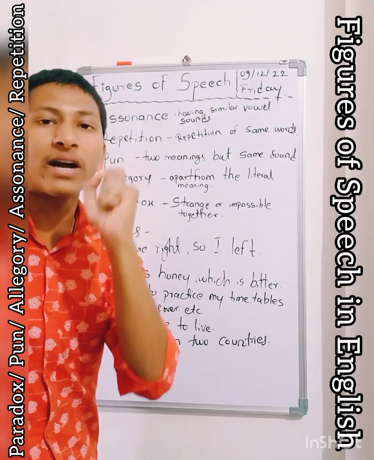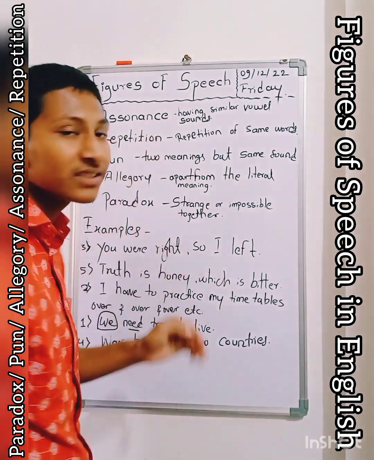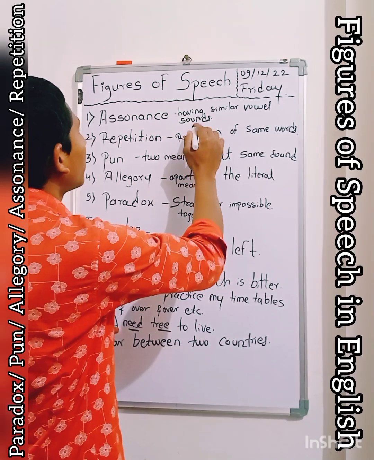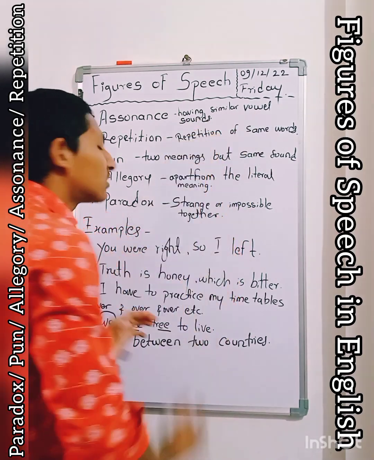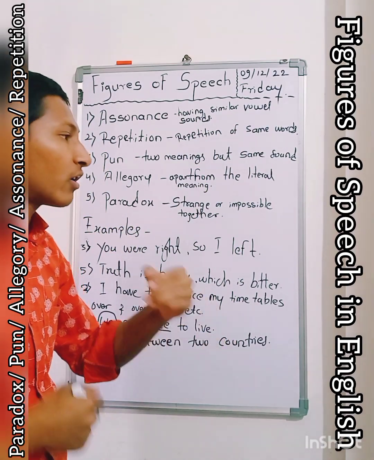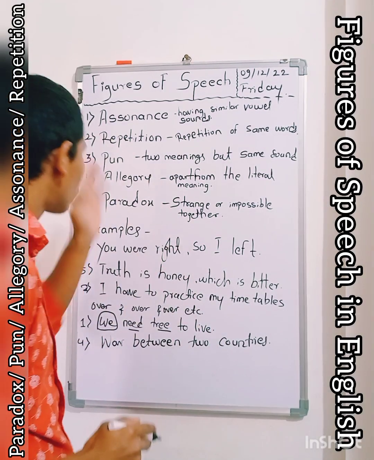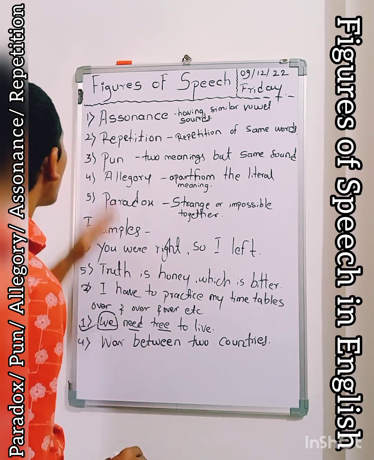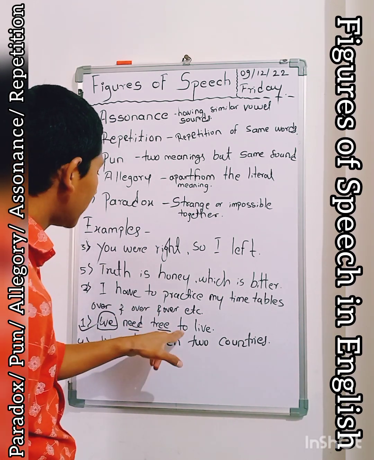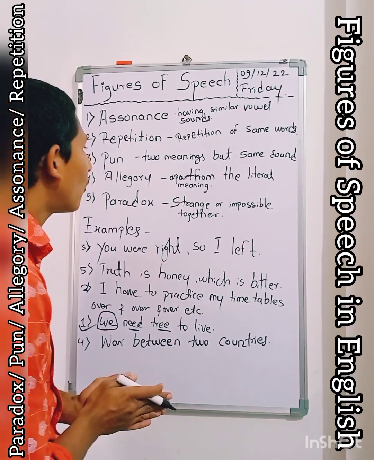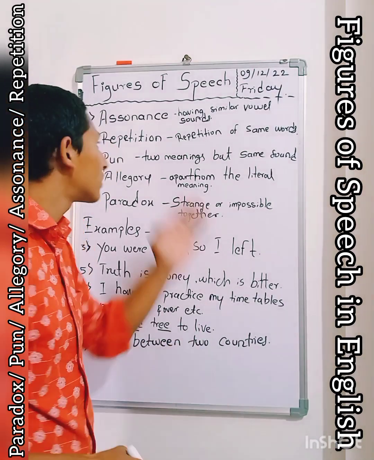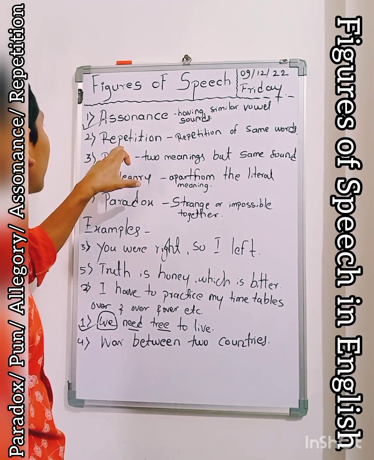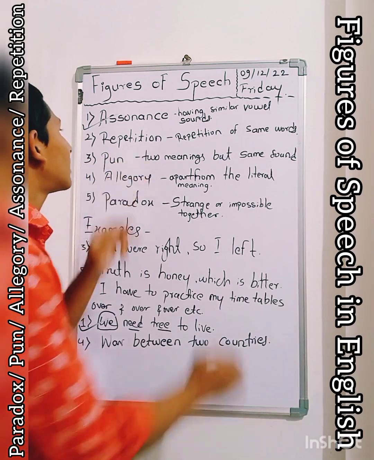At the very first we have to understand the meaning of assonance. Once again I will repeat it for you: having similar vowel sounds in the words of a verse, stanza or lines is what we call assonance. Here is the right instance: we need tree to live. I hope you got clarity about assonance, and now it is time to move to the second figure of speech, that is repetition.